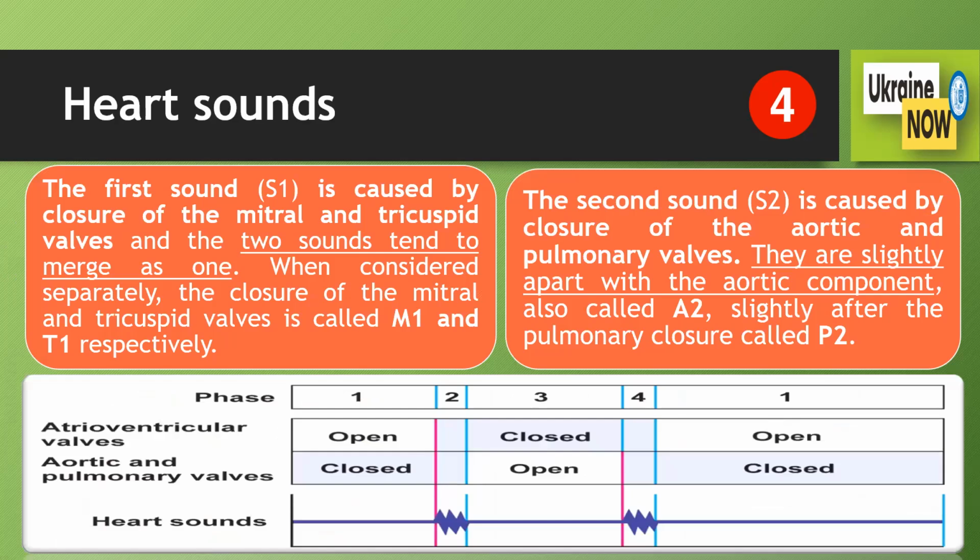The first sound is caused by closure of the mitral and tricuspid valves, and the two sounds tend to merge as one. When considered separately, the closure of the mitral and tricuspid valve is called M1 and T1 respectively. The second sound, S2, is caused by closure of the aortic and pulmonary valves. They are slightly apart, with the aortic component, also called A2, slightly before the pulmonary closure called P2.